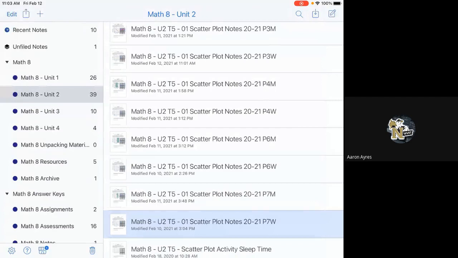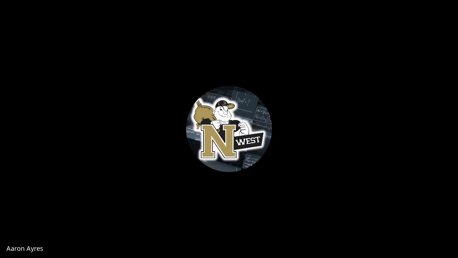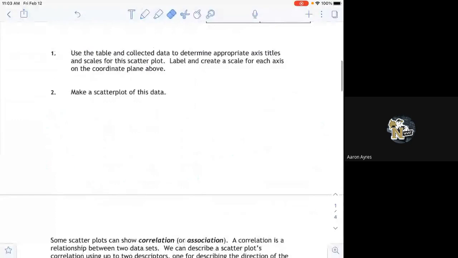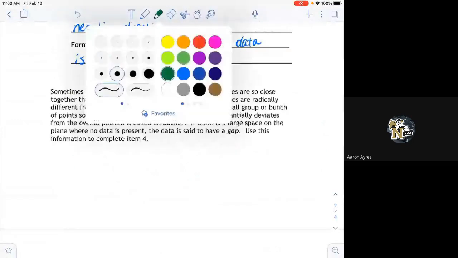All right, so now what we're going to do is, the increments are so small, but that's okay. I'll show you some examples of these from some of the other graphs, and we'll be able to relate a little bit. All right, we're talking about clusters, outliers, and gaps. Okay, so I want to discuss these terms with you guys.